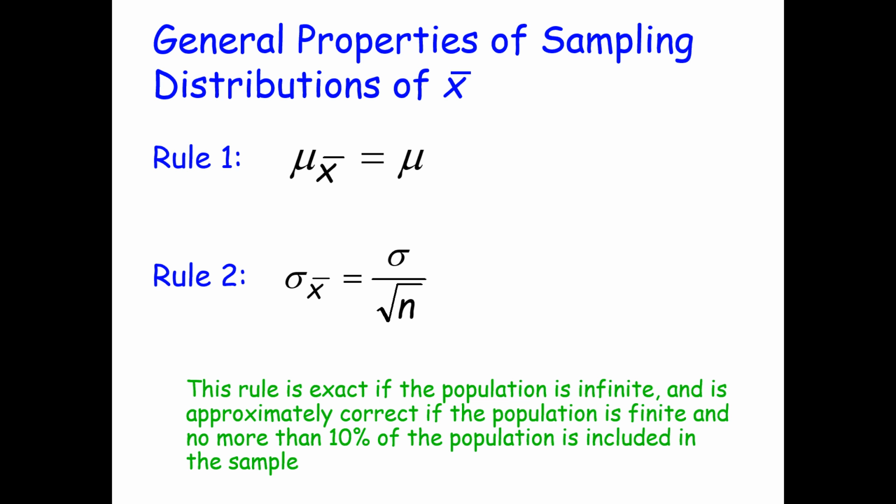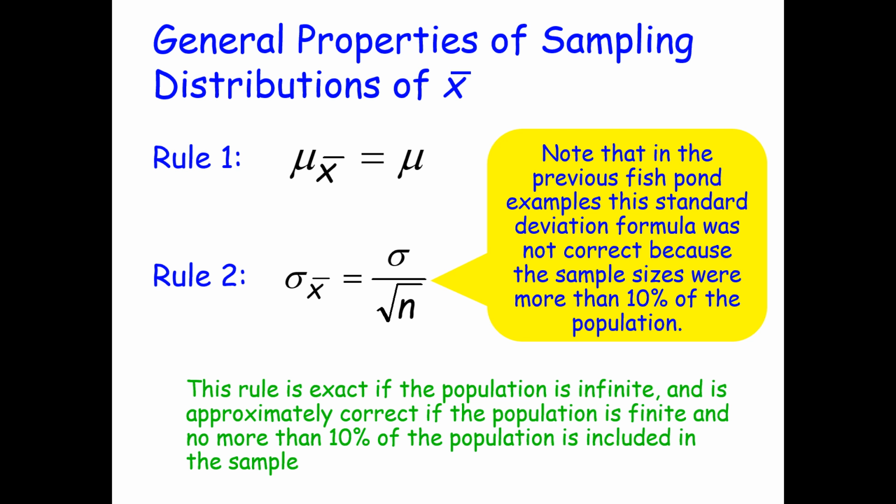Take a brief note here that in the previous fish pond example, the standard deviation formula wasn't going to be correct because our sample sizes were more than 10% of the population. But we wanted to make sure that we were able to calculate all of those sample sizes.